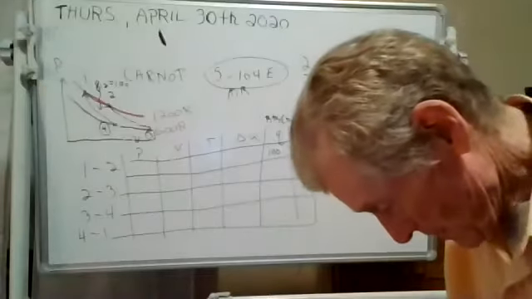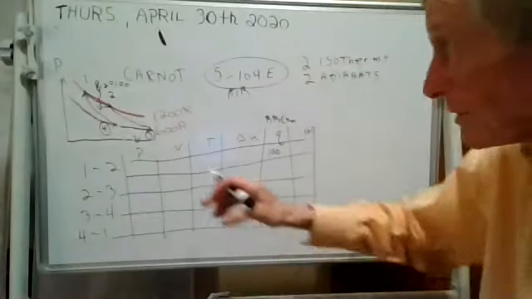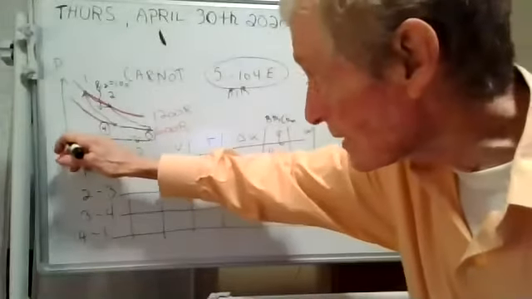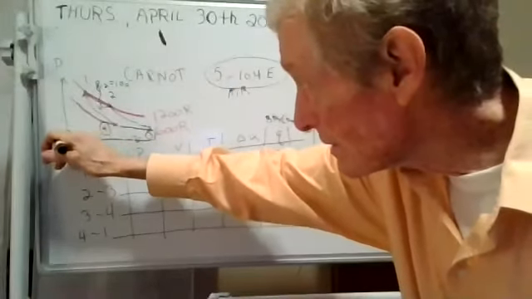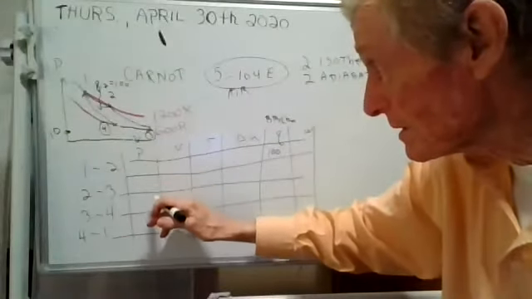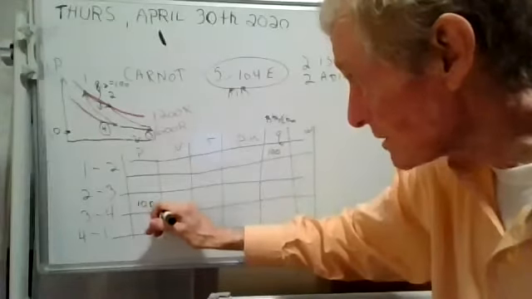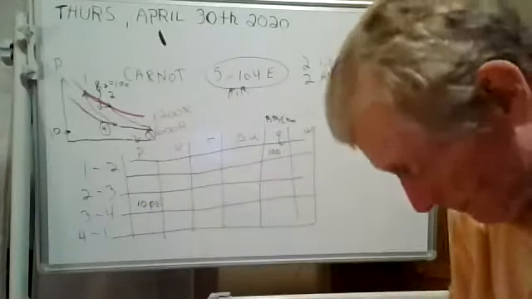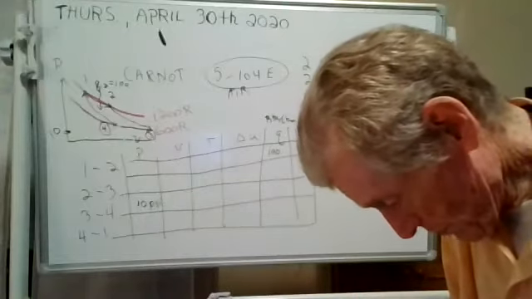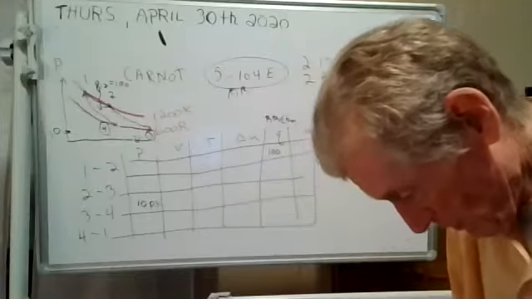Keep reading. And the lowest pressure in the cycle is 10 psi. Well, you know where that is? That's at state 3. 10 psi is at state 3. There we go. We got that. Find the specific volume and pressure for all 4 states.